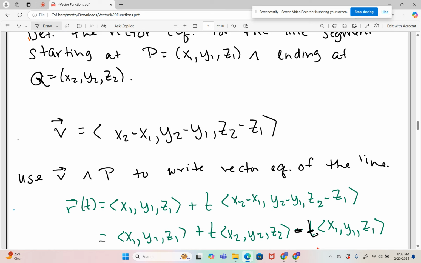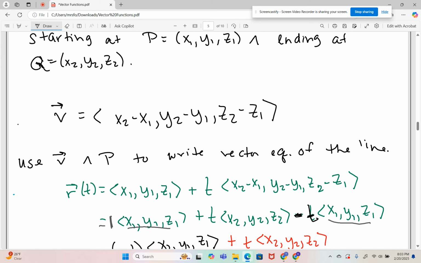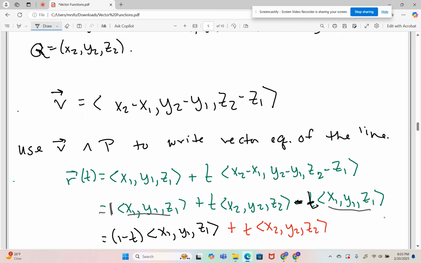Okay? So then, looking at this, I said, all right, well, this x1, y1, z1 is like having a 1. And so they're the same. This and this is like having the same variable. So I can now factor out 1 minus t and put that vector together. So that's what I did here. I did 1 minus t and put the vector plus this piece here.